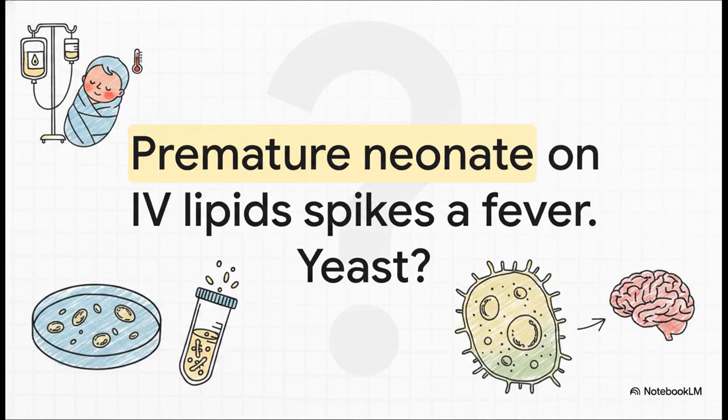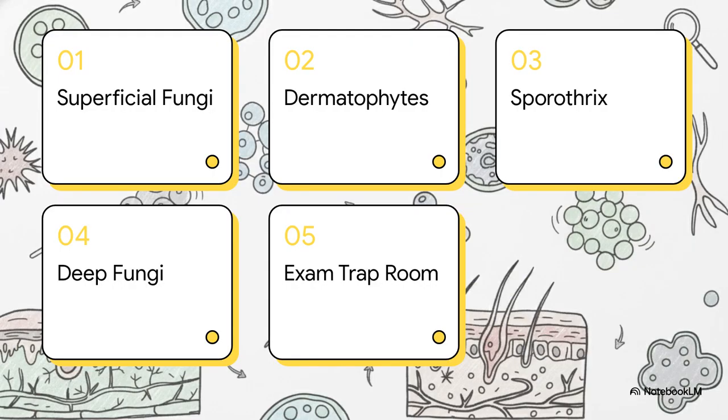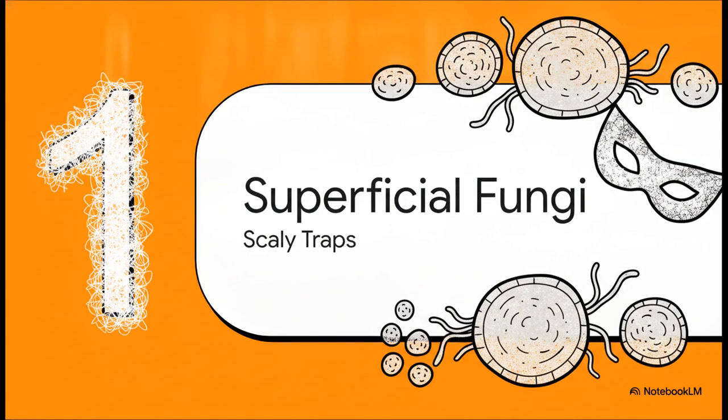in medical mycology. Okay, here is our high-yield blueprint for today as your ultimate study map. We're going to cover 1. Superficial fungi, scaly traps. 2. Dermatophytes, rings and nails. 3. Sporothrix, the rose thorn. 4. Deep fungi, grains and cells. And finally, 5. The exam trap room. All right, let's dive right into section 1, superficial fungi, scaly traps.